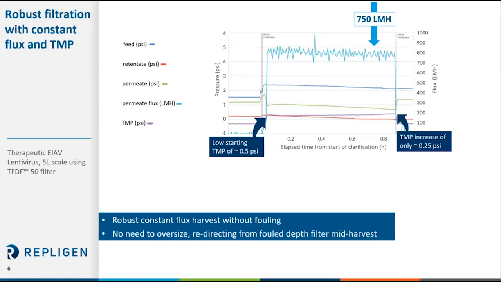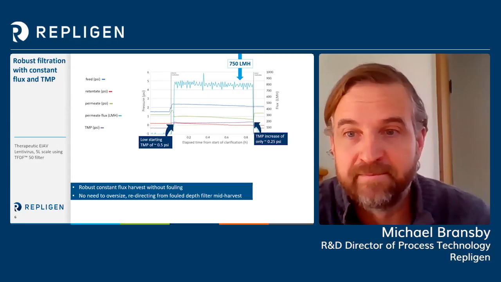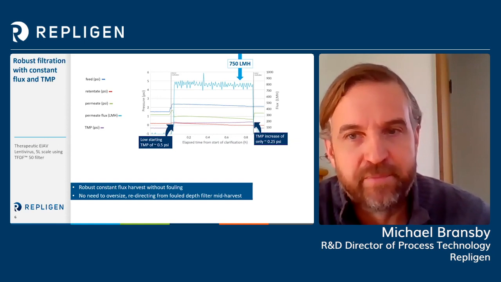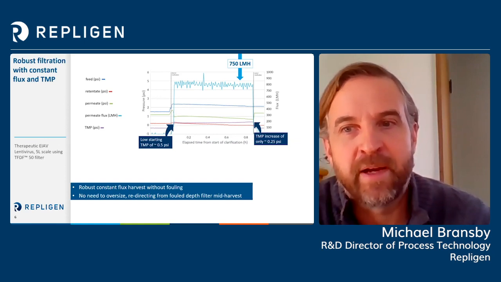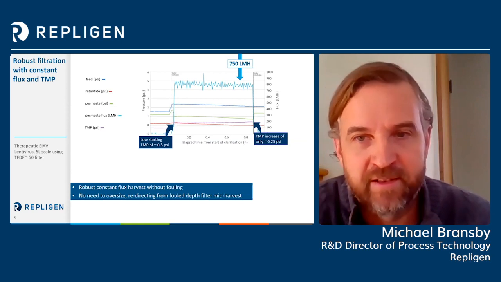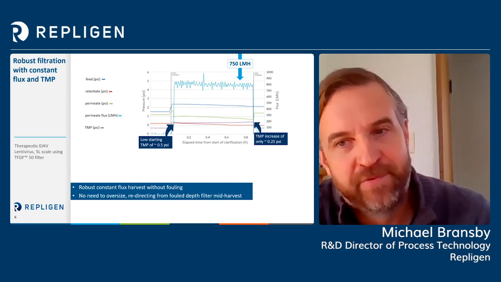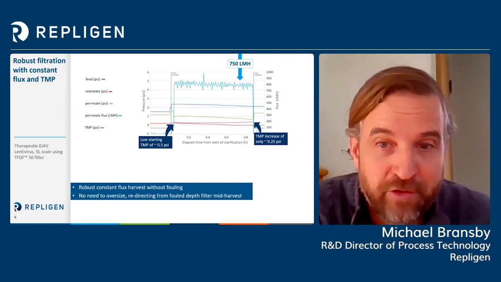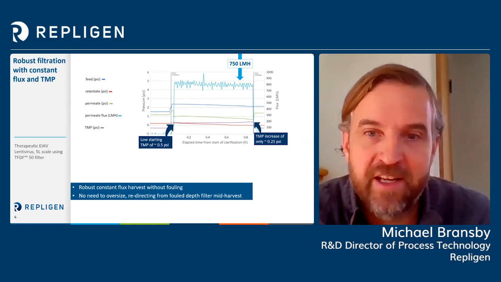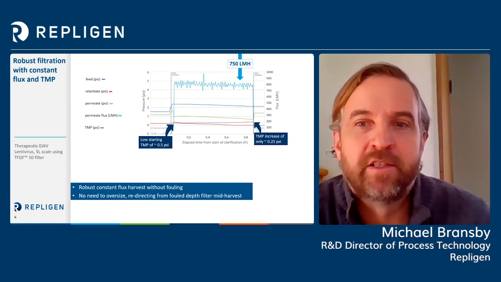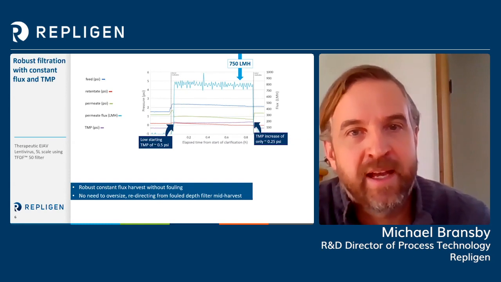The last point here is time. With a flux of 750 LMH, the operation can be completed very quickly. In this example, 5 liters was clarified using a 50 square centimeter filter in less than 1 hour. To put that in perspective, the filter for 5 liters is about the area of the palm of your hand. The combined depth filter with tangential flow, the cells going back to reactor, not getting stuck, enables it to process very quickly and be that compact.